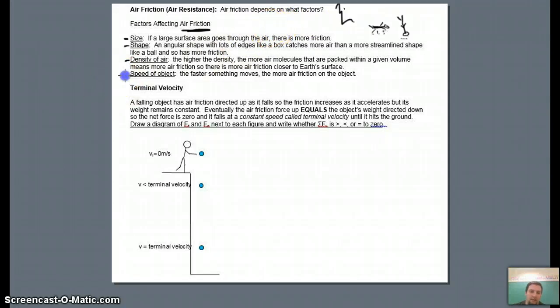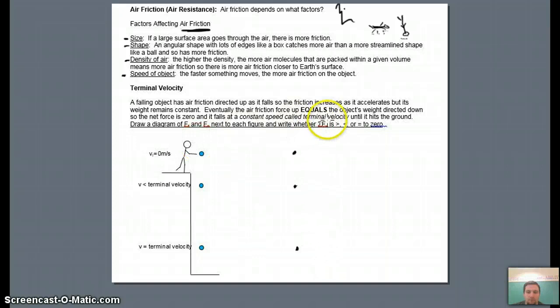And the last one is the speed of the object. The faster you're falling, the more resistance you will feel, because the more impact you'll have on the air molecules. So we have a situation here. Someone's dropping a ball off a cliff, and I'm going to draw the free body diagram of the ball in each of these spots. And I'm just going to draw the ball as a dot, rather than a square like we usually have been using.